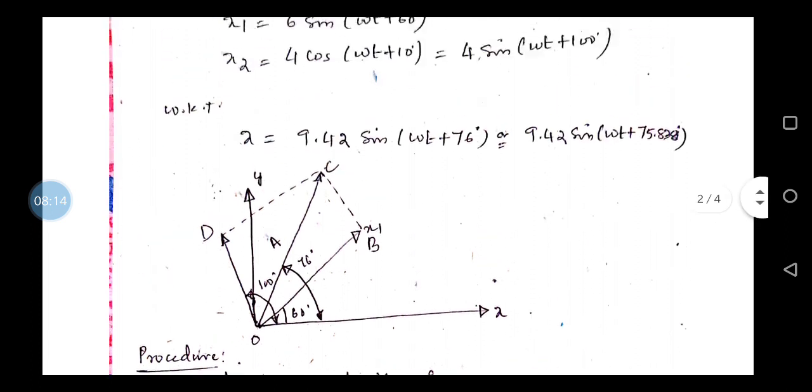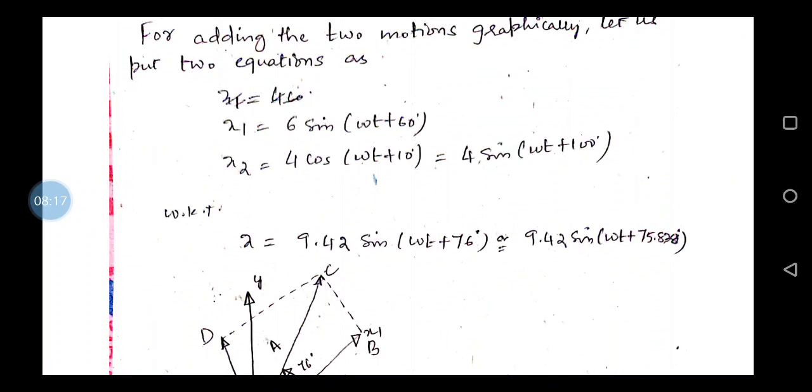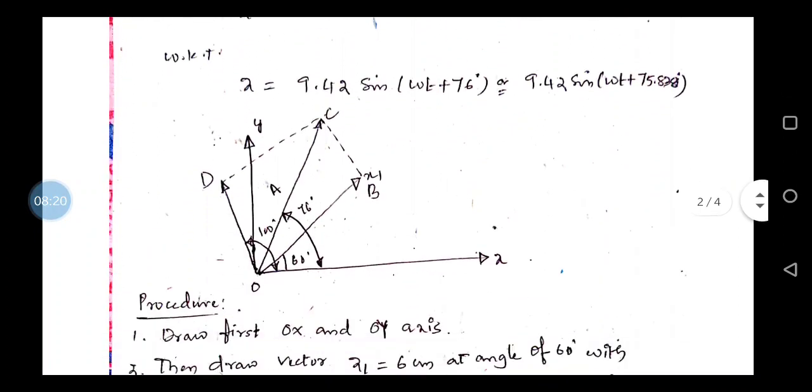Similarly, draw the vector x2, which is nothing but 4 sine of omega t plus 100 degrees. Draw a line of 4 centimeter at an angle of 100 degrees and mark it as OD. So we have drawn x1 and x2 now. Now from B, draw a dotted line as shown in the figure from B to C parallel to line OD, and similarly draw a line from D parallel to OB, and wherever both intersect, the point is called C.